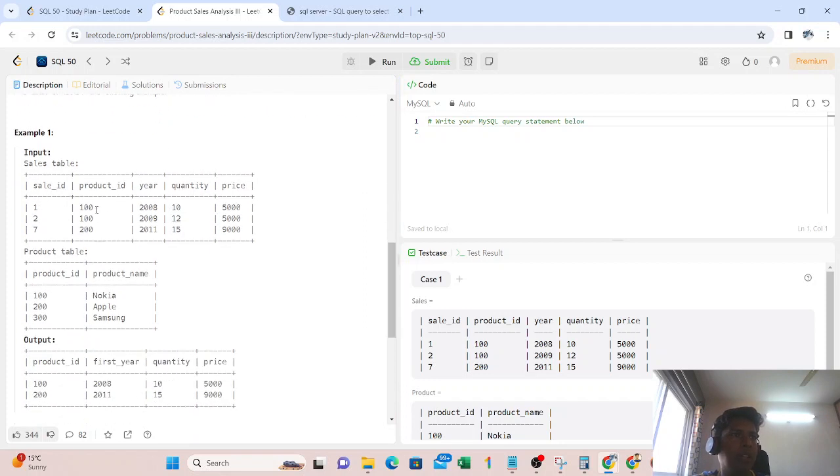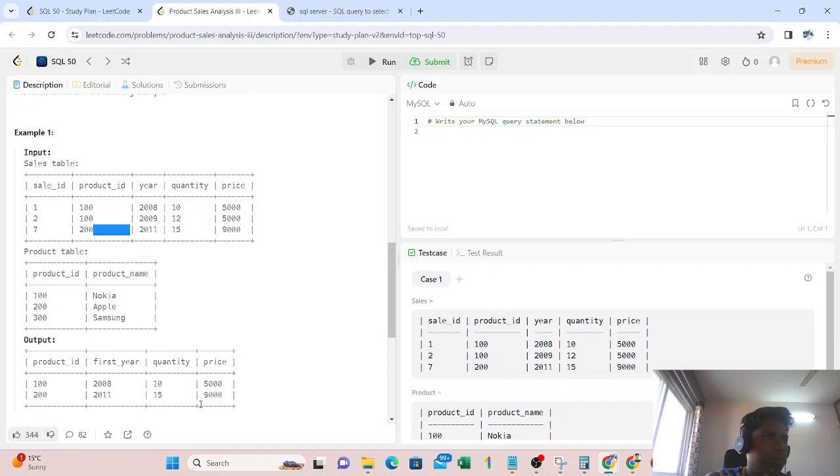Suppose in the sales table, consider the product ID as 100. For these two rows, the years are 2008 and 2009, but in the output we have only considered the year 2008 and written the quantity and price in that year. Similarly, for this row we have only one entry, so 2011 would be the first year, and we have written the quantity and price as they are.